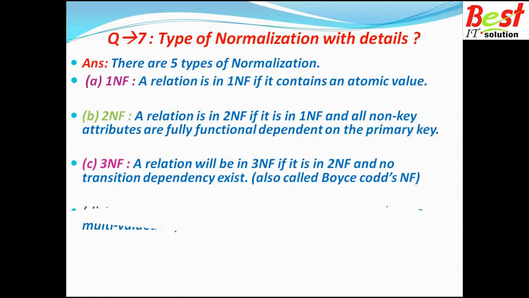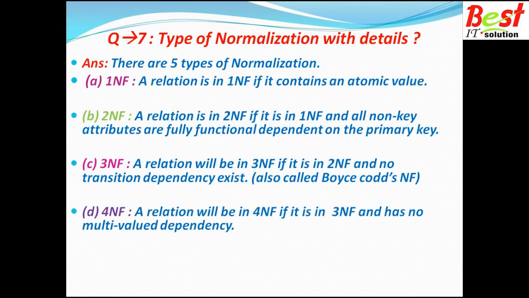Between the relations, a relation is in fourth normal form if it is in third normal form and has no multi-valued dependency. So it satisfies the conditions of third normal form and additionally has no multi-valued dependency.